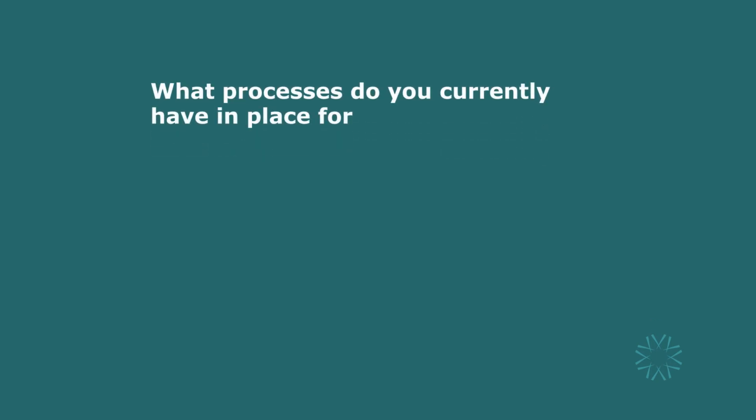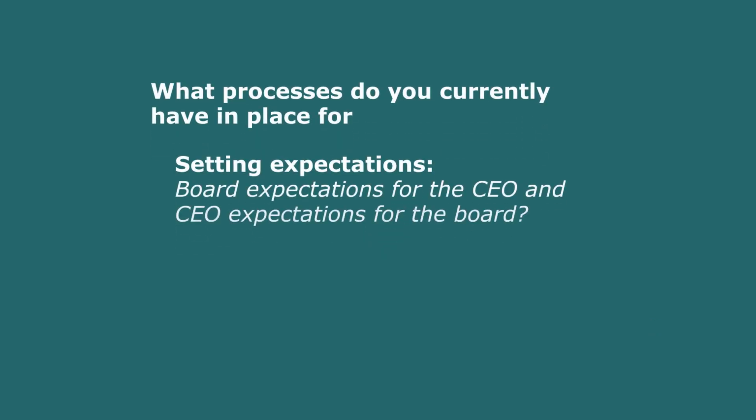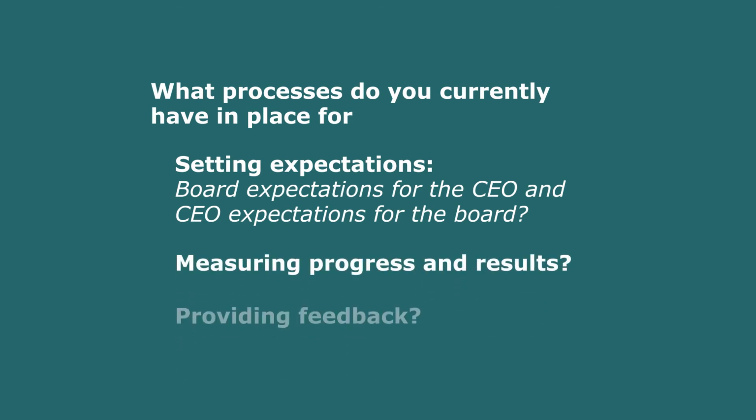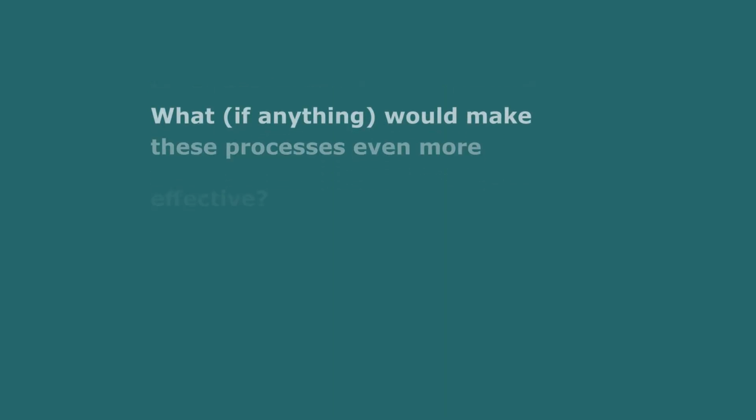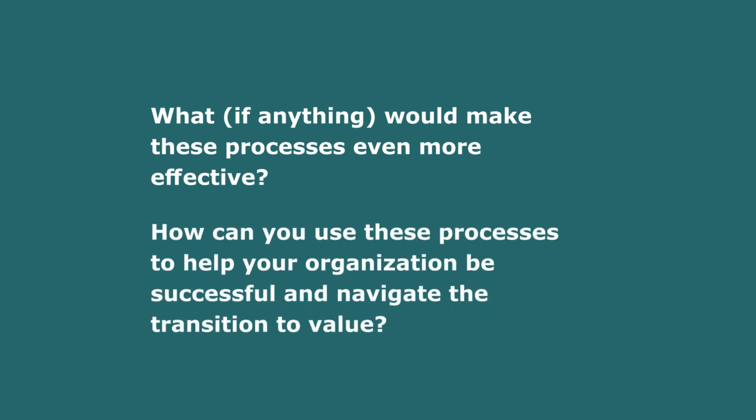Here are some questions for you to reflect on and discuss at your next board meeting. What processes do you currently have in place for setting expectations? Board expectations for the CEO and CEO expectations for the board. Processes for measuring progress and results, and processes for providing feedback. What, if anything, would make these processes even more effective? And how can you use these processes to help your organization be successful and navigate the transition to value?